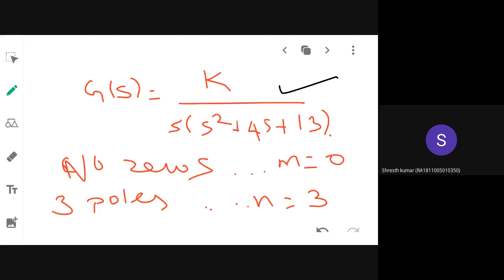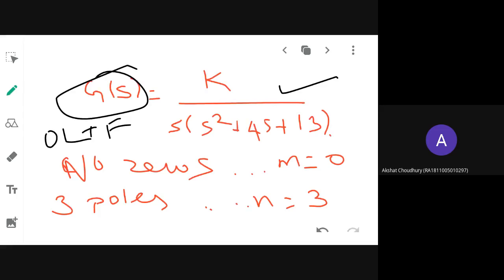Okay. May I know what is your first step for drawing a root locus? Last class I taught you the first step. What is the first step? Locate the open loop poles and zeros. Yes, you have to locate the open loop poles and zeros. So the given system has an OLTF like this. From this you have to determine what are the zeros and what are the poles.